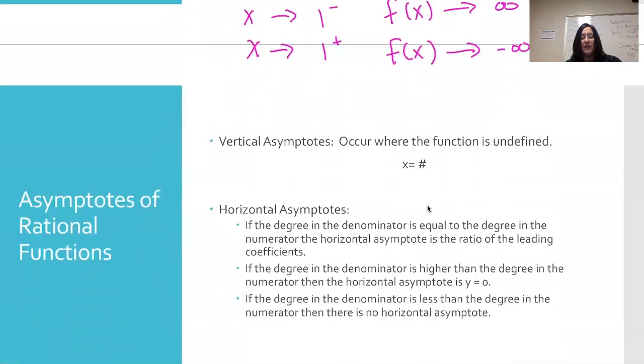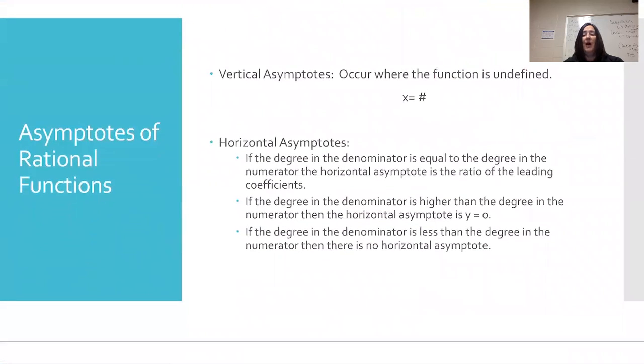The next part is talking about asymptotes. So you have to know how to find vertical and horizontal asymptotes. A vertical asymptote occurs when the function's undefined. And really with a vertical asymptote, that's when your denominator is equal to 0. The other type of asymptote we have to be able to do is our horizontal asymptotes. And there are 3 rules for horizontal asymptotes.